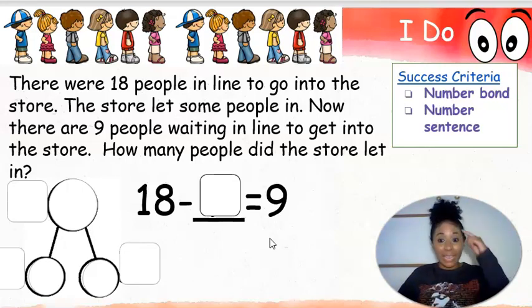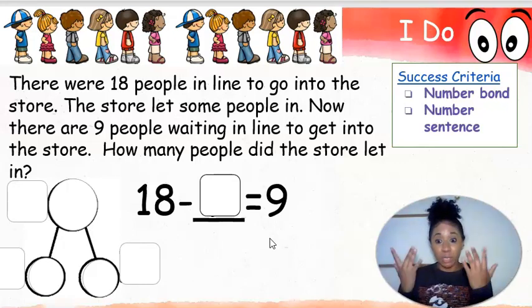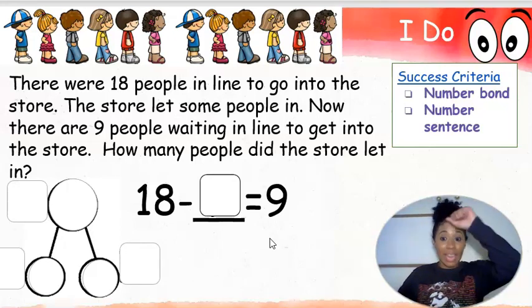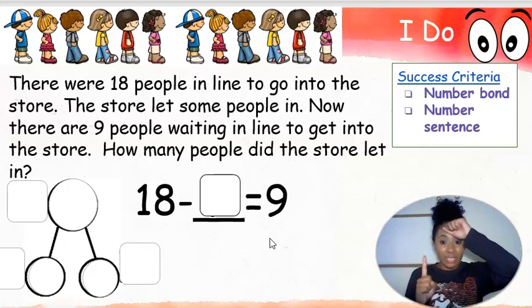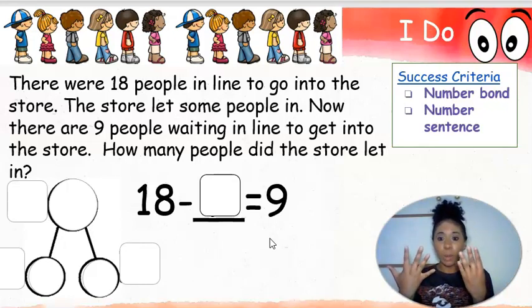I'm going to start with my 18 and count down until I say that number 9. I'm going to use my fingers to help me. All right, listen and watch closely. 18, 17, 16, 15, 14, 13, 12, 11, 10, 9. Oh, I got to 9. And wait, how many fingers am I holding up? I'm holding up 9 fingers too.